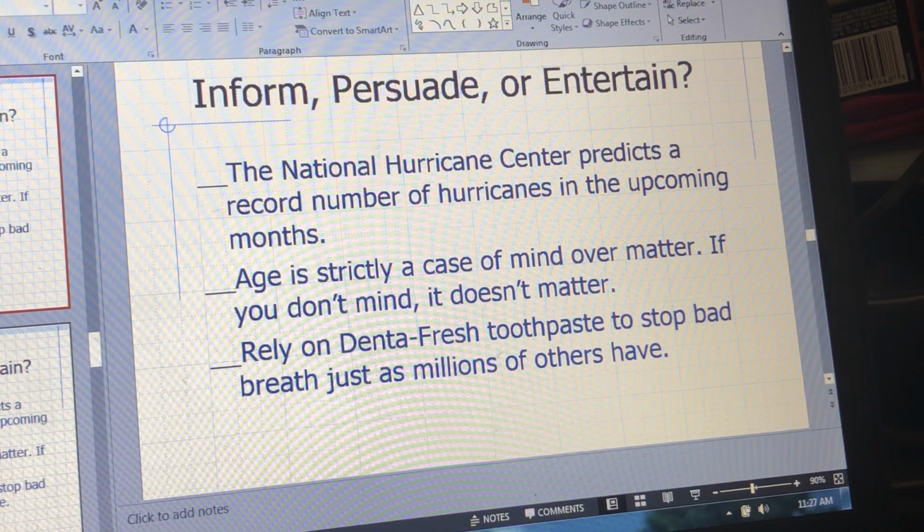Okay, so I'm going to put you to the test. There are 3 statements. There are 3 choices. You guys are smart enough test takers to know that there's going to be one of each, right? So I'm going to pause a second. If you need more time, pause the video. Try to figure out which of these is which. Which is to inform, which is to persuade, which is to entertain.